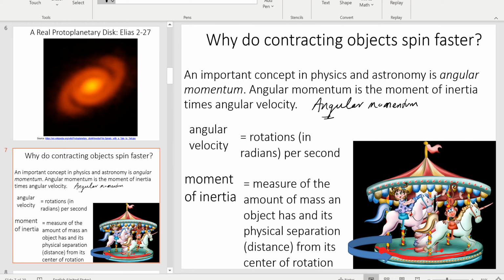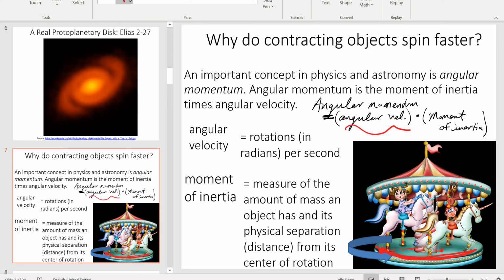As I said, we're not going to be calculating anything. I just want you to understand this in concept, in principle. And what's the basic principle here? It is that if the moment of inertia of an object increases, let's say, the angular velocity must decrease, and vice versa. The point here is that angular momentum is conserved.